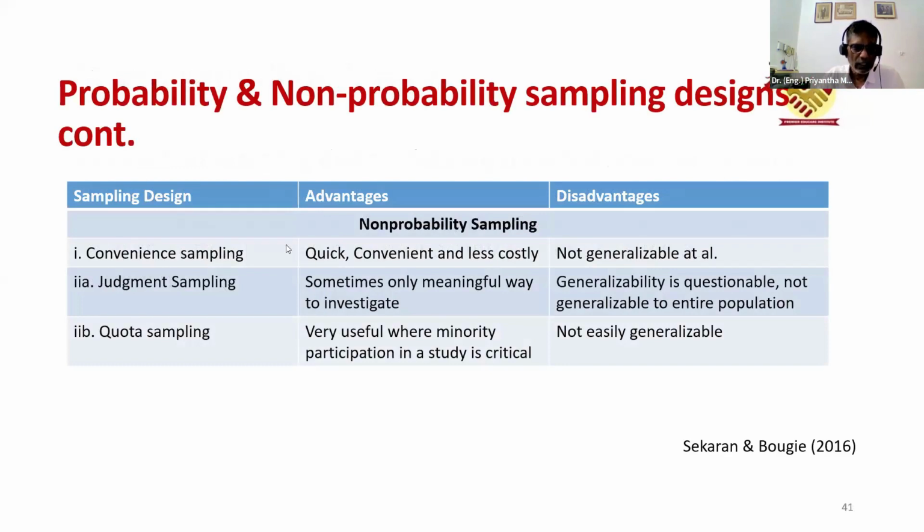Convenience sampling or availability sampling is very easy, very convenient. No, you can't generalize. And remember, don't ask it again. Non-probability sampling or qualitative sampling is not to generalize.